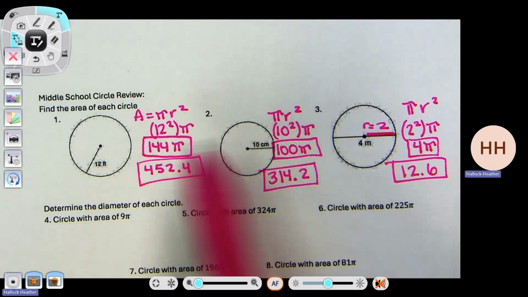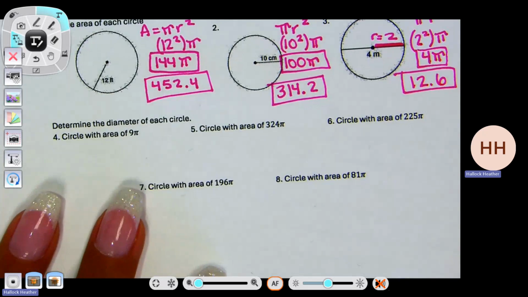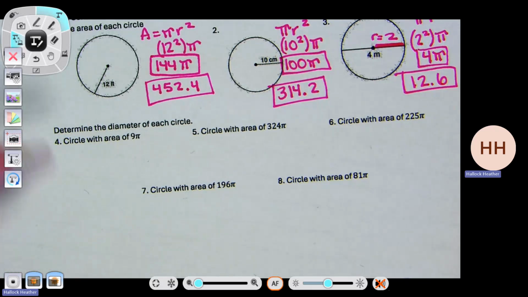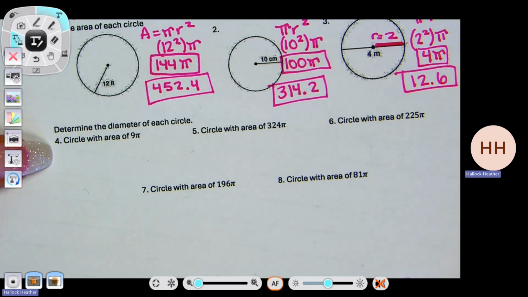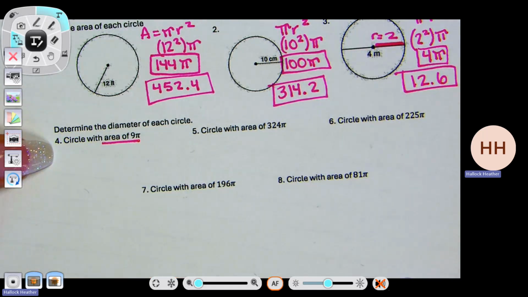Okay. So that's from, I don't know, whenever you learn about circles, but moving on. Now we're going to do the same thing, but now we're going to work backwards. It says determine the diameter, which is the whole distance of each circle. I'm giving you the circle and telling you it has an area of 9 pi. That's my dyslexia. I read it upside down.